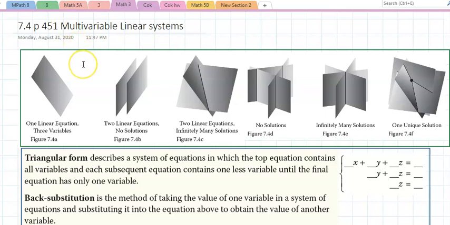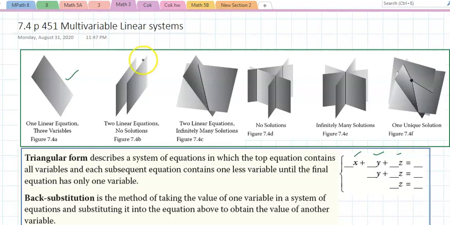Section 7.4 is on page 451, talks about multivariable linear systems. Linear means the power on the variables equals 1, like those. Now here we have three variables, and to graph we're not going to graph those, not in this class. In our next course, Math 8, we'll touch on that a bit, and in third semester calculus, you play with 3 dimensions. So if I want to graph x plus y plus z equal a number, it looks like a plane. One linear equation, 3 variables.